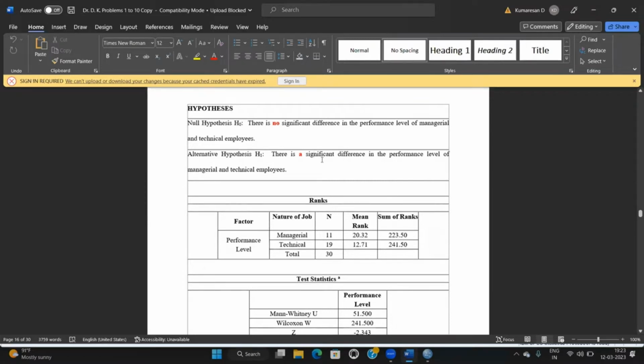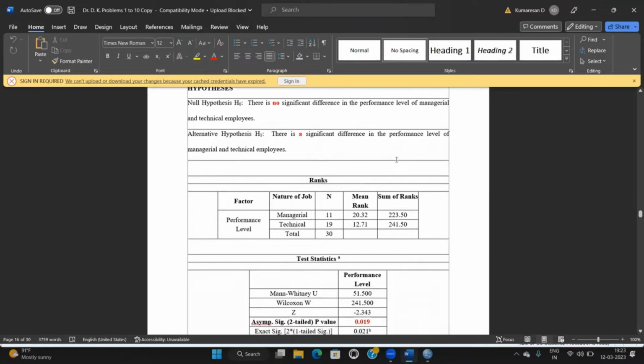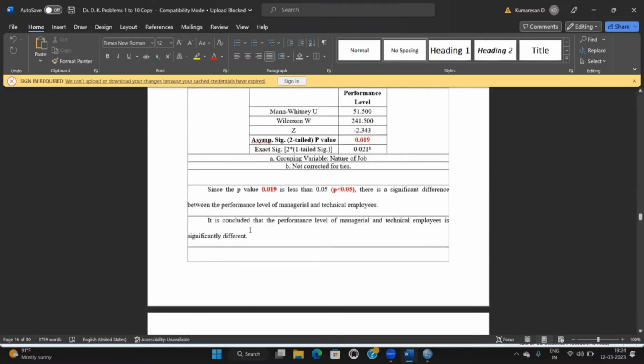What is the alternative hypothesis here? There is a significant difference in the performance level of managerial and technical employees. So the performance levels of managerial and technical employees are significantly different. That is what we have concluded.